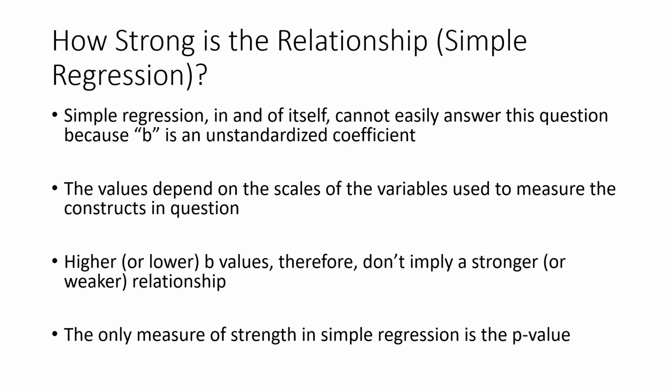The only real measure of strength that we have in the context of simple regression is the p-value, right? So you can see a positive b value, whatever that is, if that has a p-value that is statistically significant, that is to say less than 0.05, then we're going to assume that the relationship between X and Y is statistically significant, whether that relationship is positive or negative.